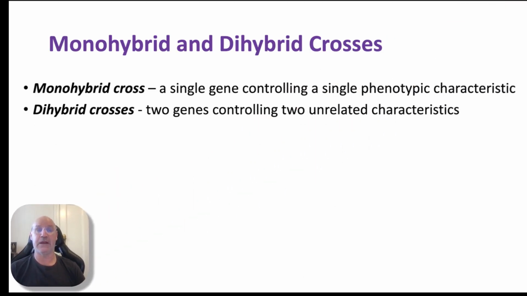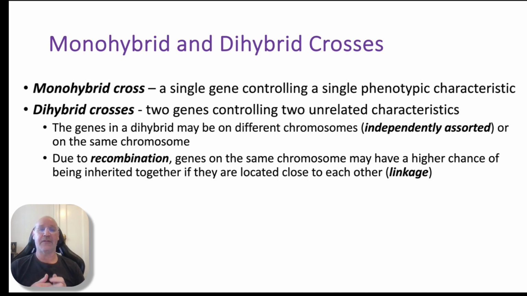So what we've done so far is a monohybrid cross. We've looked at a single gene controlling a single phenotypic characteristic, like we just did with albinism. We can also have a look at a dihybrid cross, which is looking at two genes that control two unrelated characteristics. The two genes could be on different chromosomes, or they could be on the same chromosome. Now, if they're on the same chromosome and they're close together, there's a good chance that they will be inherited together. So we can have a look at the ratio for the dihybrid cross.